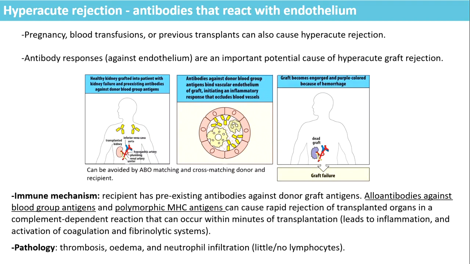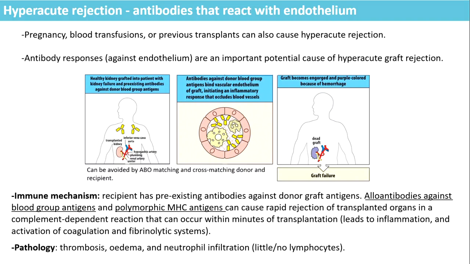The immune mechanism behind this is that the recipient will have pre-existing antibodies that will recognize that donor graft or transplant. And these alloantibodies can either be against blood group antigens or the polymorphic MHC antigens, as we mentioned earlier. What this will do is cause a really rapid rejection of the graft. So you'll get the antibodies binding to the endothelium, recruitment of neutrophils and activation of complement. And this all leads to inflammation, and then you start to get coagulation, and essentially the vasculature gets blocked, and then the graft will die.